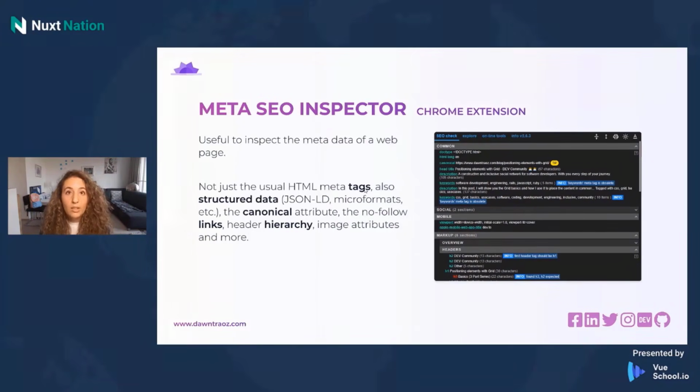You will see also the canonical attribute, that is a URL saying that that content is duplicated, but the real one is in another place. Then also the nofollow links. And the header hierarchy, where we can see whether the H1 is in place or not. And you can see here, for example, I just inspected the website of DEV Community, and you can see that they have H2 before H1, and that's not okay. So for that, they are showing you this error.